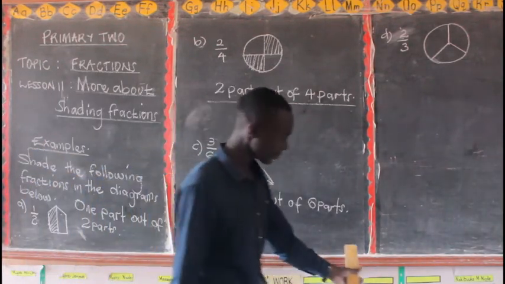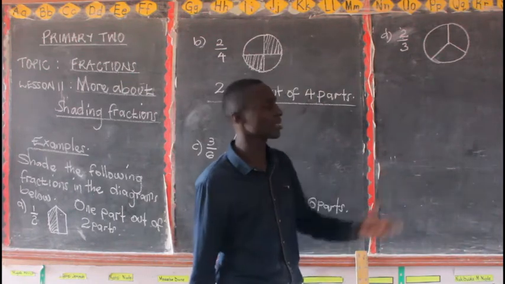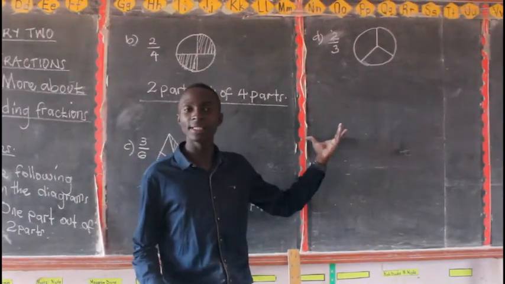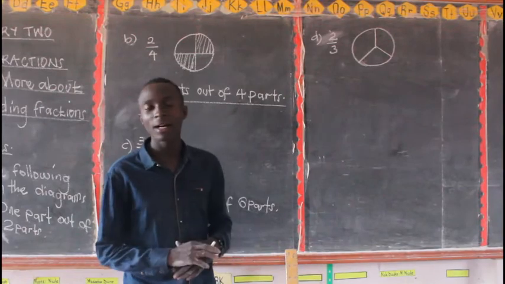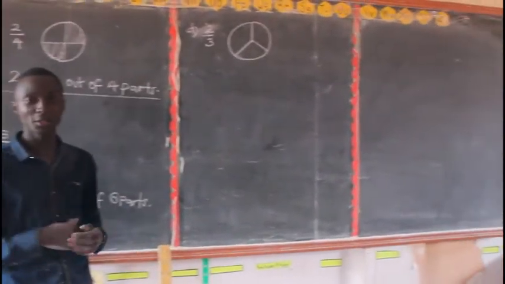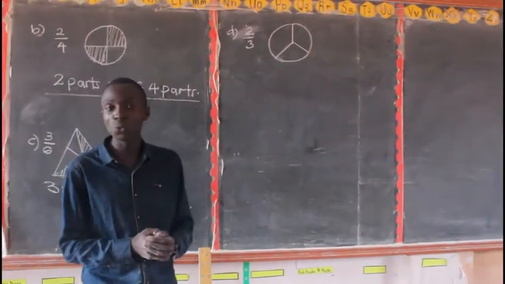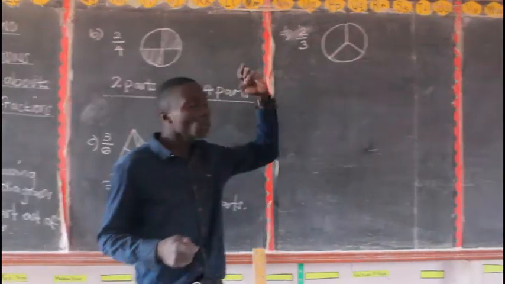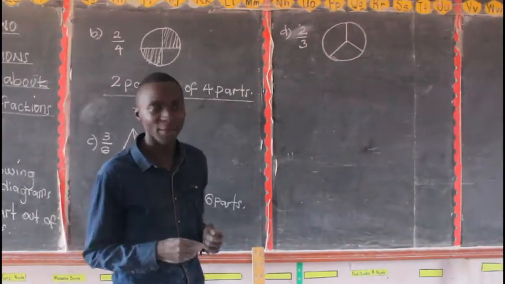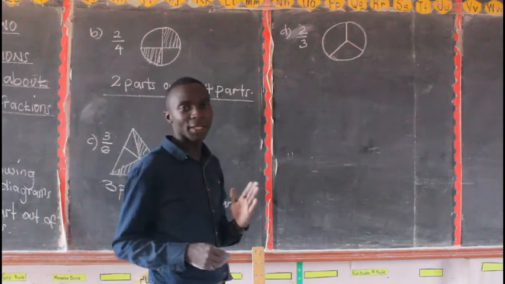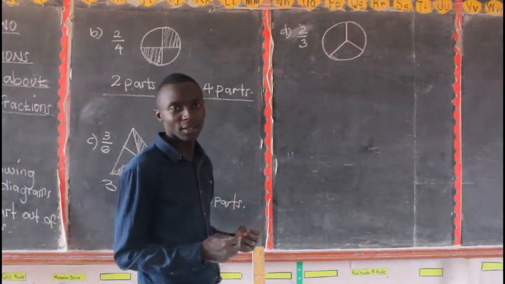Thank you. Let us go to our last example. And my children, let this one be the trial number. Let us try together. Don't wait for the teacher to give out the answer. Do as I am also doing. Shade 2 out of 3, or 2/3.